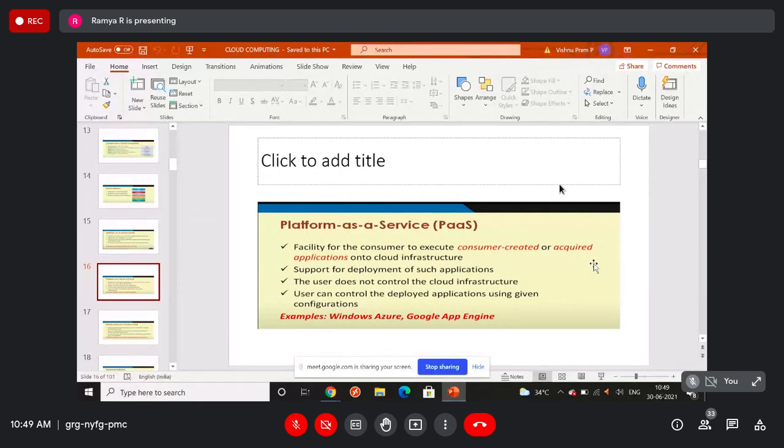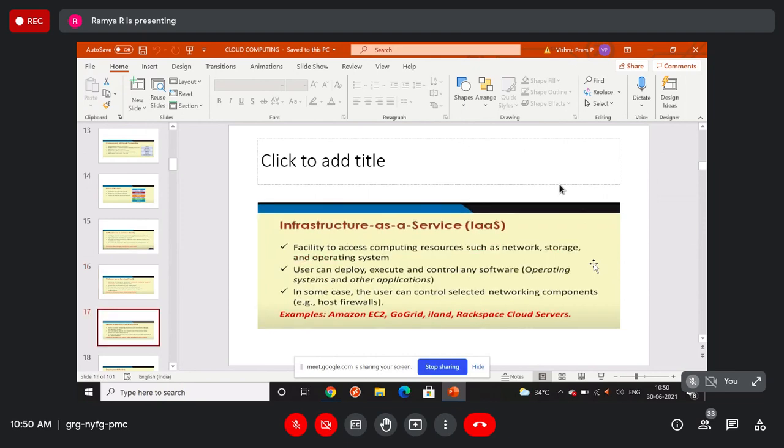Next we have platform as a service. In platform as a service, you can create the applications, manage the applications, and run the applications. It completely supports deployment of applications. Some examples for this: Windows Azure, which is one of the platform as a service offerings, and next, Google App Engine. This helps to develop applications.